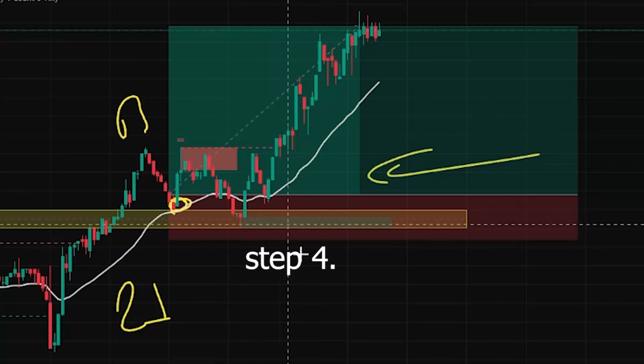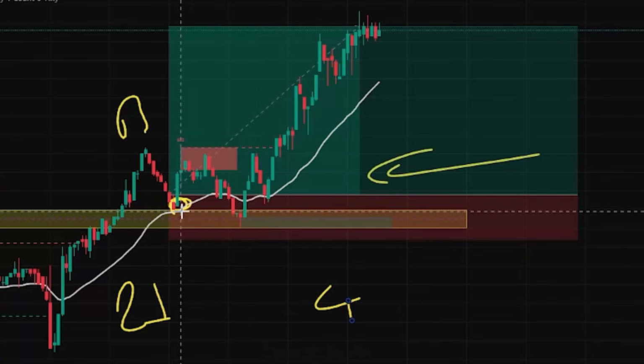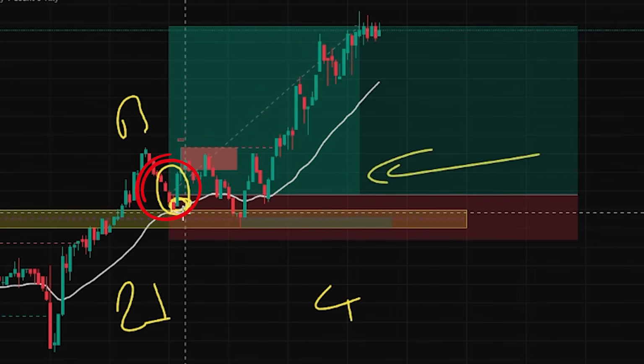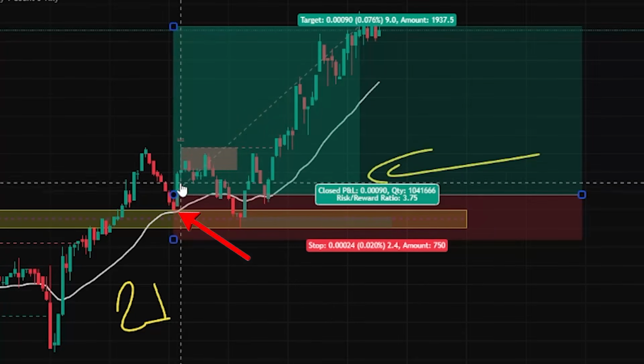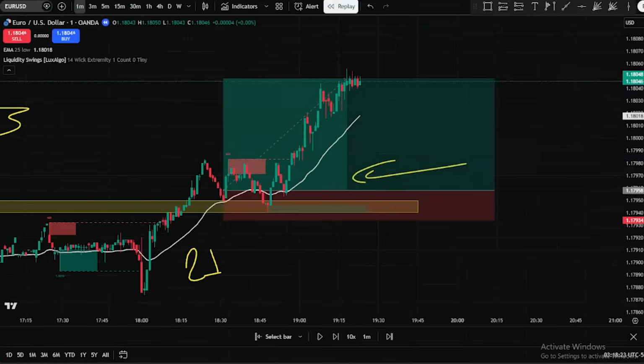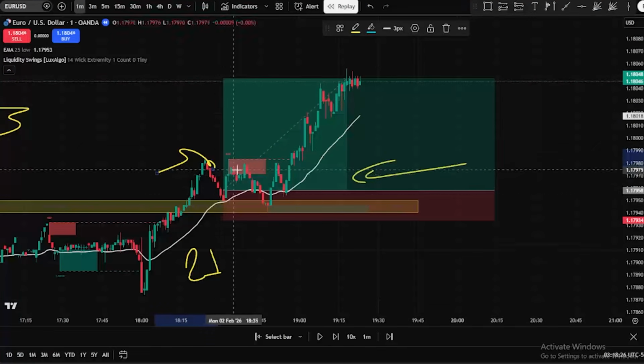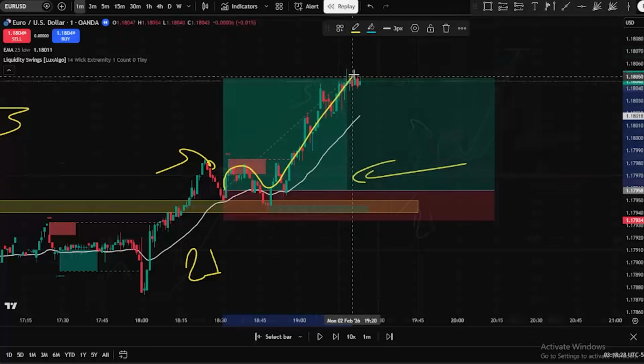Step 4. Confirmation candle. We do not enter without a confirmation candle. Look for one of the following: a strong engulfing, a pin bar with a long shadow, or a full-body candle in the direction of the reversal. We enter after the candle closes, not in the middle.